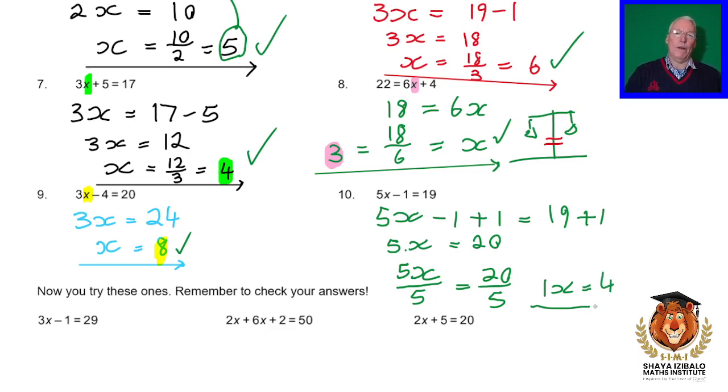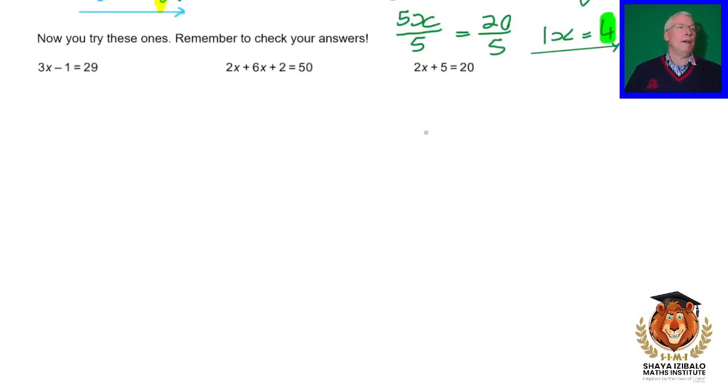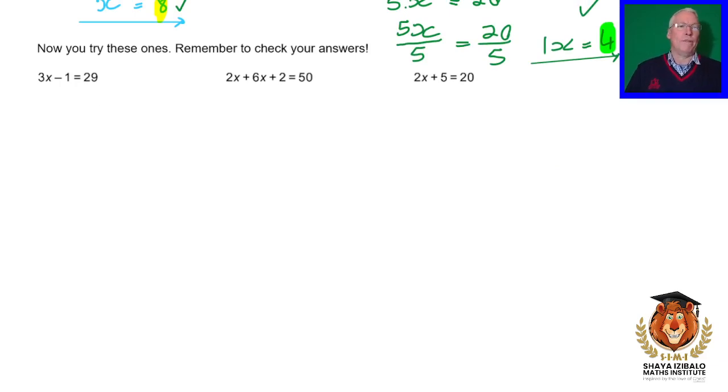My answer is that 1x equals 4. I don't normally bother to write the 1, just x equals 4. Can we check it? Yes, we can. If we pop that value of 4 in here, 5 lots of 4 is 20. 20 minus 1, 19, equals 19. It is definitely correct. There are 3 more at the bottom of the page. We want you to try these ones. Pause the video, try them, and then we'll go over them.